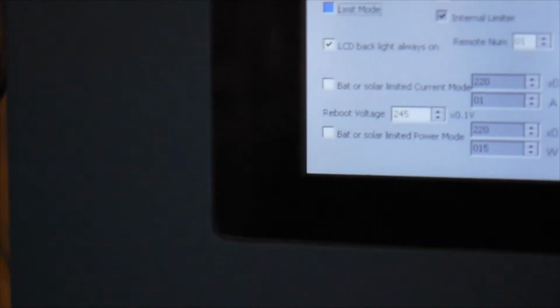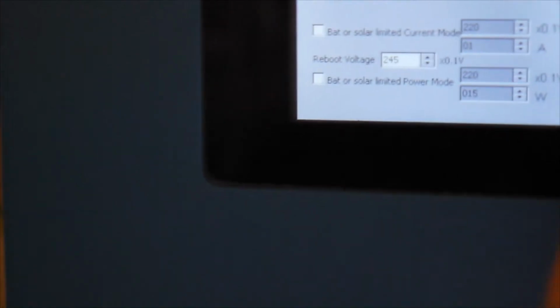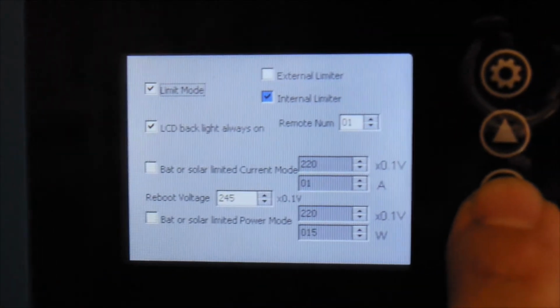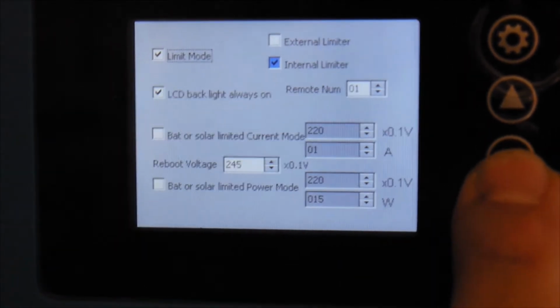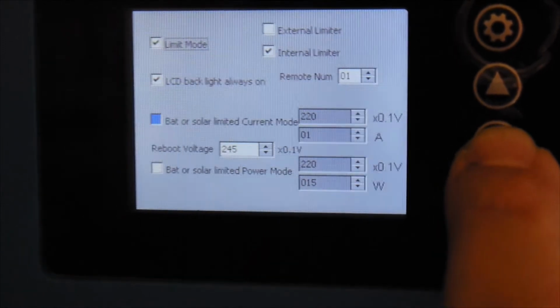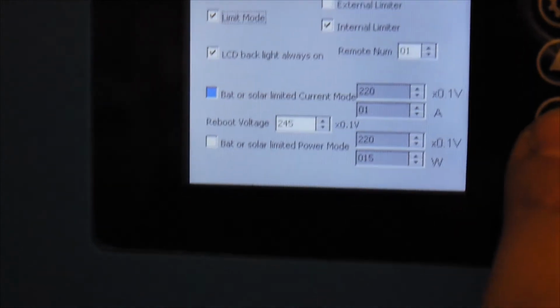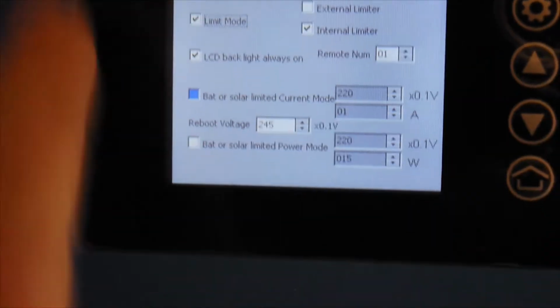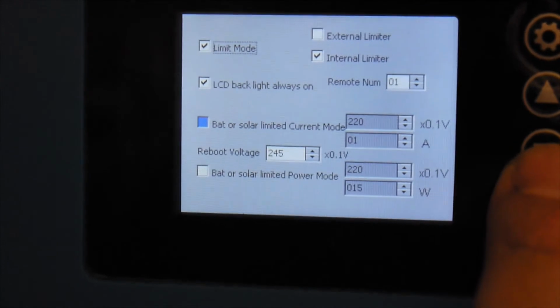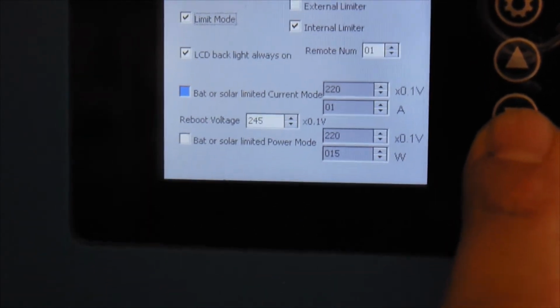It's easy to toggle. You see, if I push this, it's off. Then I push it back. Then you go with these arrows up and down to internal limiter. In my case, it's internal limiter. And then there's the backlight here. If you want the backlight running all the time, I don't like that, because the LCD has a problem when it's on all the time, and I don't need it all the time.